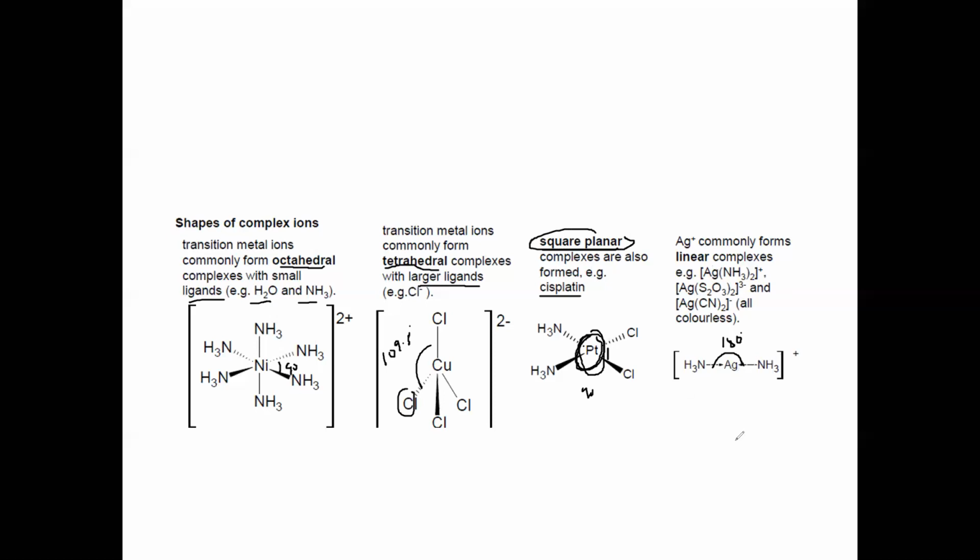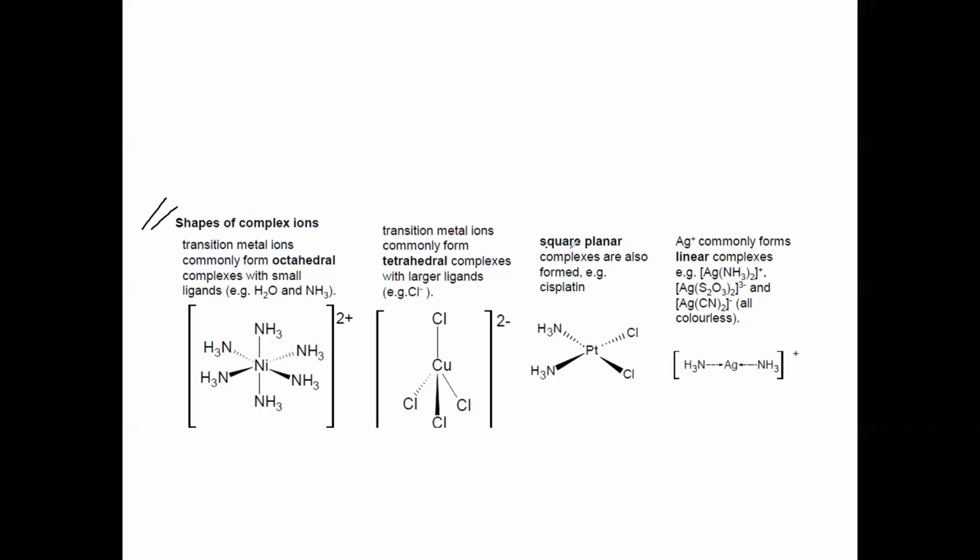So you can see here the dative bonds are always even, like 2, 4, 6. You cannot have only one dative bond, you cannot have 3 dative bonds in a transition element. You will always have an even number, 2, 4, 6. So copy this, the shapes of the complex.